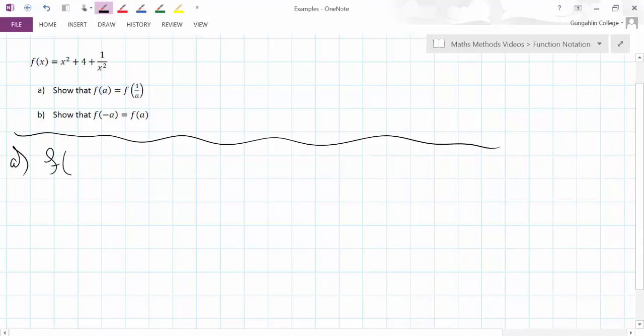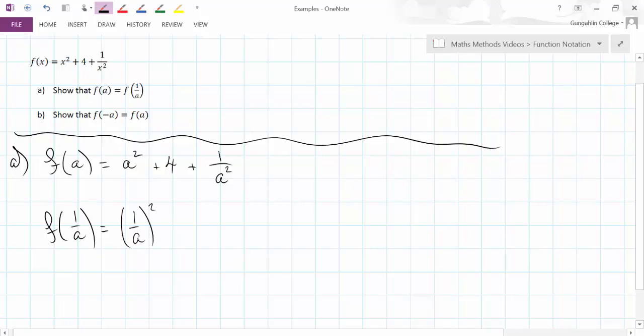So I'm going to start by working out what f of a is. Now in this particular case, I'm just going to replace all the x's with a's. So f of a, that's a squared plus 4 plus 1 on a squared. It's nice and easy. F of 1 on a, well, I can work that out by putting 1 on a in everywhere I see an x. So this is going to be 1 on a all squared plus 4 plus 1 on a all squared.